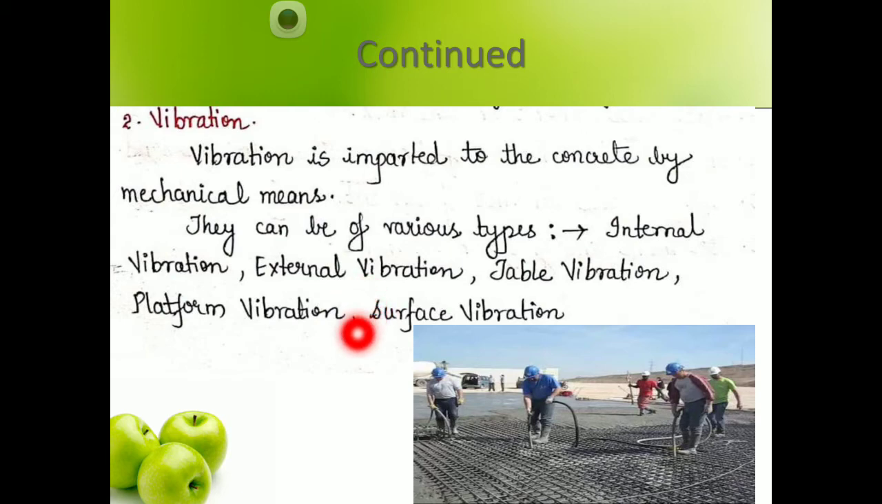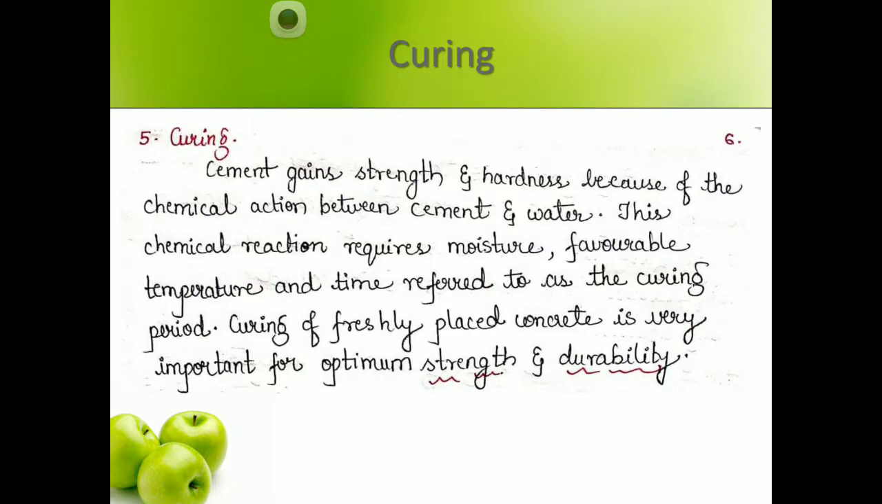There are various types: external vibrator, internal vibrator, table vibrator, platform vibrator, surface vibrator. Any one of these vibrators can be used at a construction site for compacting the concrete, so that there will be no harm to the concrete and it can be placed properly, with no honeycomb structures or voids, and the concrete reaches very good strength and durability. Next one is curing.